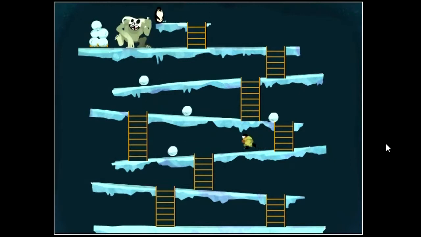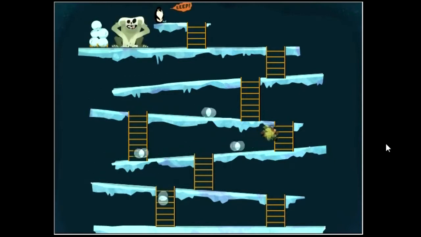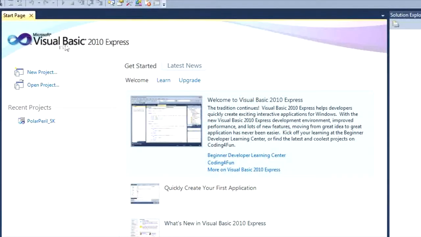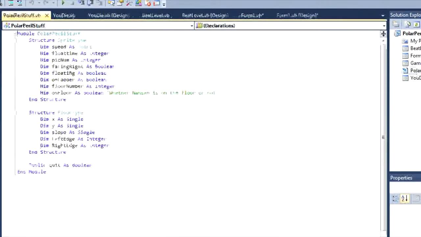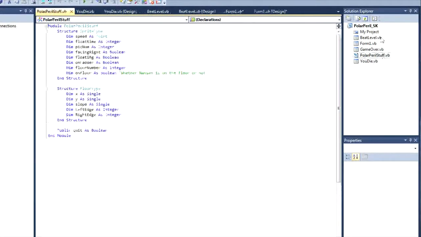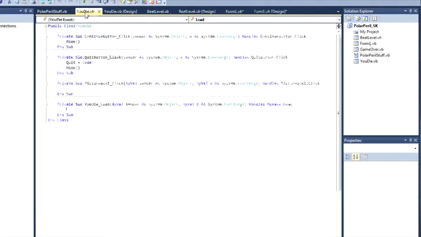Climb ladders and leap over snowballs in this Real Programming for Kids original course, Polar Peril. This course is designed for our young programmers who are eager to go beyond the beginner level. In this developing course, students are introduced to the industry standard Microsoft Visual Basic platform.